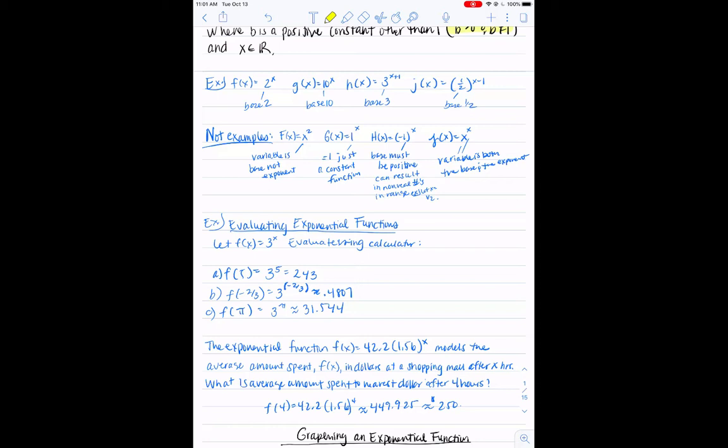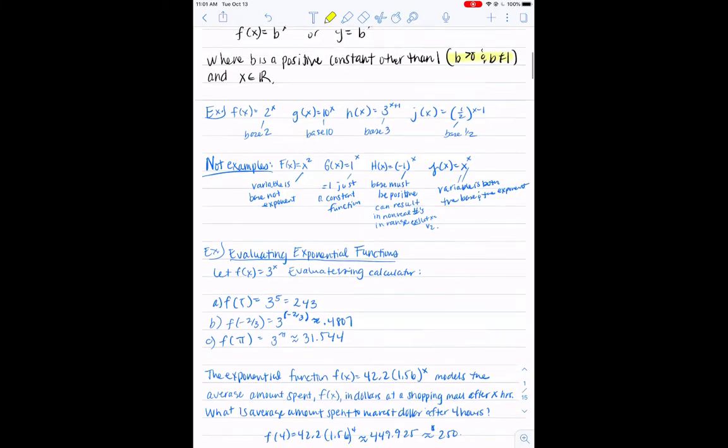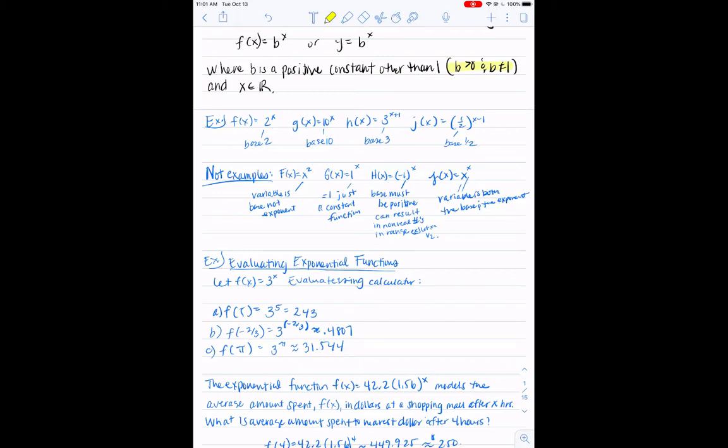So our base has to be a positive number, because we have b is greater than 0. This is because if you have negative 1 as a base, this can result in some non-real numbers in the range. For example, if we had x equal to 1/2, it would be the square root of negative 1, which would be i. And we don't want complex numbers in our range. And then another non-example is j of x equals x to the x. So the variable is both the base and the exponent, and we just want the variable to be the exponent.